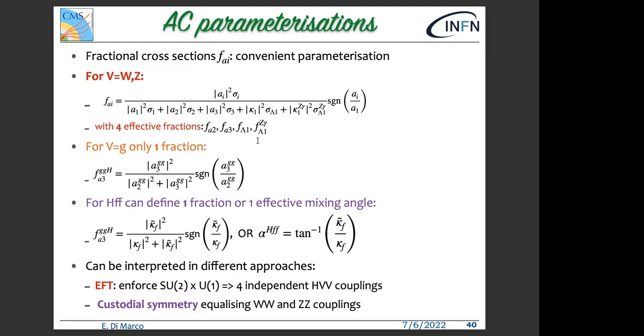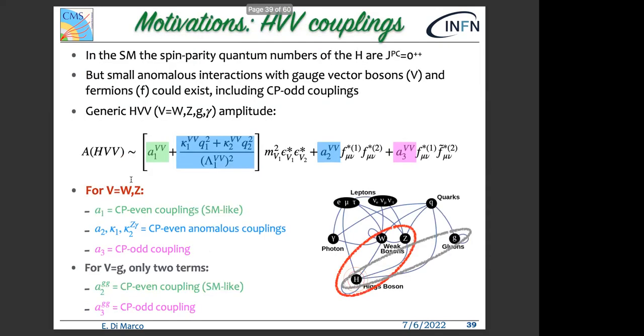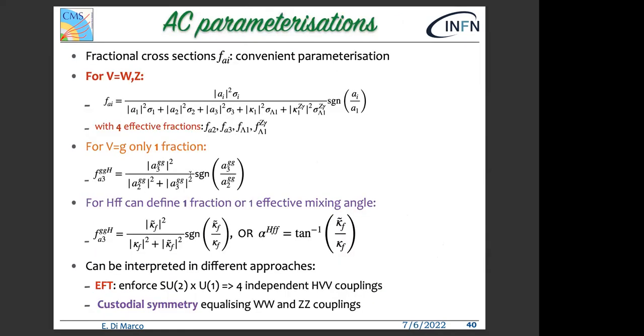So the A2, A3, lambda one of the Z gamma coupling here. These are the couplings entering this formula here. Okay, for the gluon we don't do this very complex analysis, but we just fit for one effective fraction, the CP odd effective fraction, without measuring the phase actually.